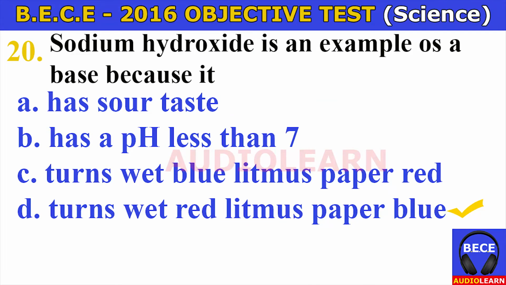Number 20. Sodium hydroxide is an example of a base because it A. has sour taste, B. has a pH less than 7, C. turns wet blue litmus paper red, D. turns wet red litmus paper blue. And the answer is D. Turns wet red litmus paper blue. Sodium hydroxide is an example of a base because it turns wet red litmus paper blue.